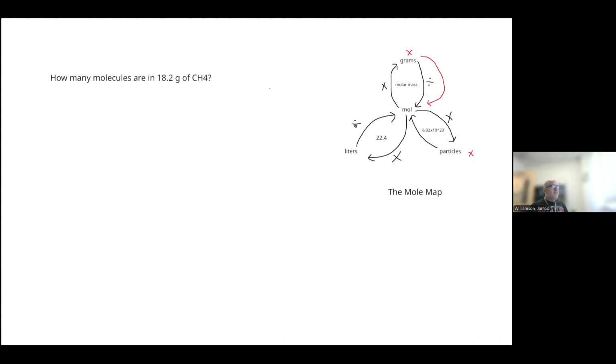So I'm going to go 18.2 grams of CH4 grams. And the molar mass of methane, CH4, when I add it up from the periodic table, is 16 point, what is it? I think it's 16.04 or 05 grams per 1 mole.